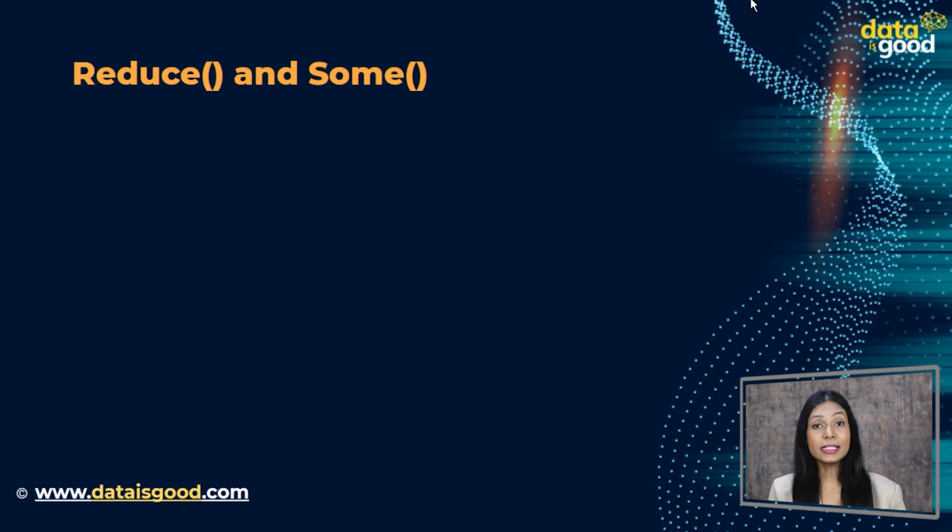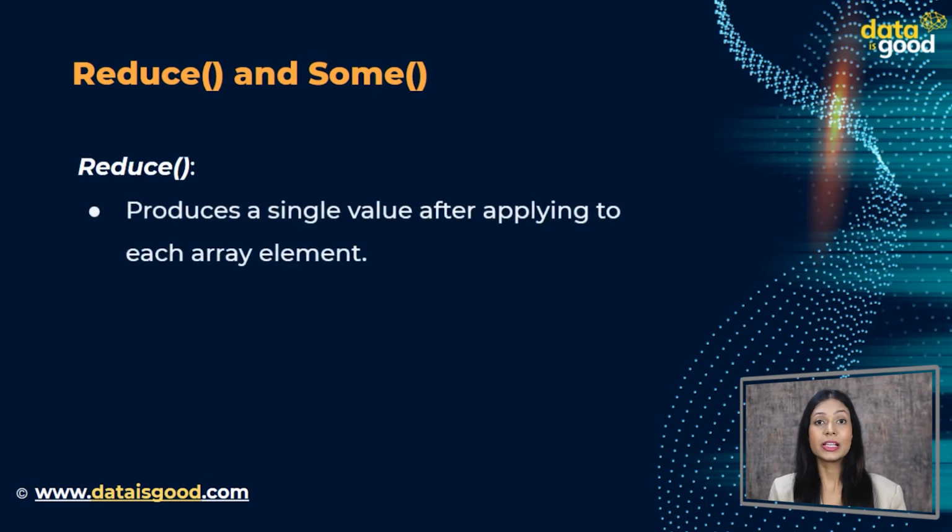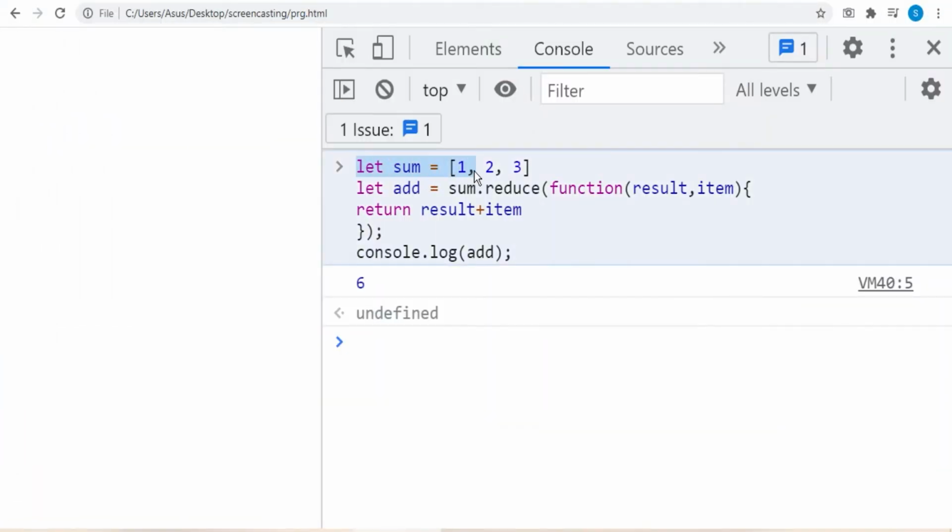Reduce. This method allows us to produce a single value after applying a function to each array element. Let sum equal to 1, 2, 3. Let add equal to sum.reduce function result, item, return result plus item, 0. Console.log add. Output 6.